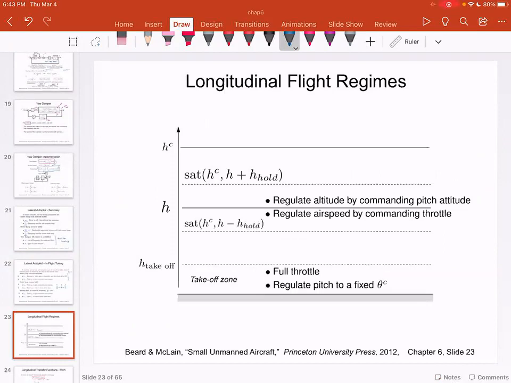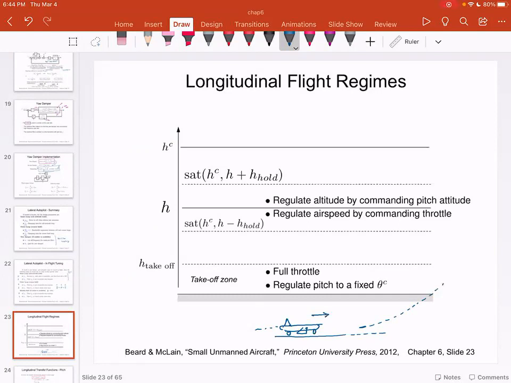Now, the next part is a little bit interesting. This is the design or tuning of autopilot in the longitudinal flight regime, which means the aircraft is flying in the longitudinal direction. Let's try to understand what exactly happens to the aircraft in the longitudinal flight regime. First and foremost, the aircraft is on the ground. Then it starts its thrusters or engines, and the aircraft starts moving. Once it achieves a certain airspeed, the elevators are actuated, and the aircraft takes off.